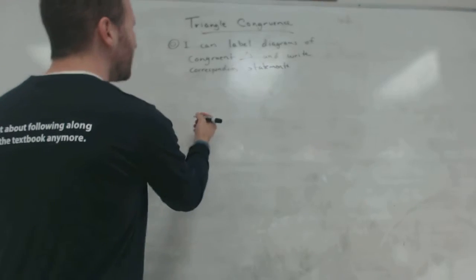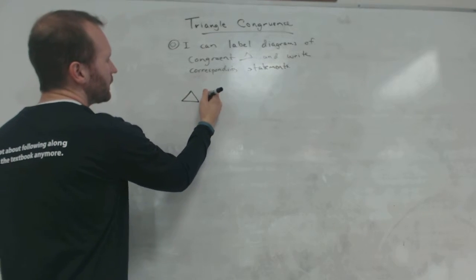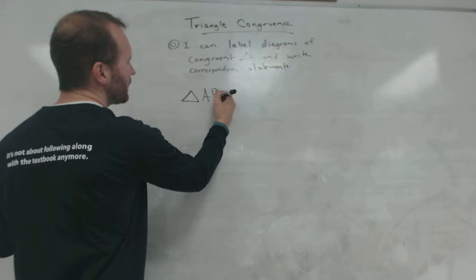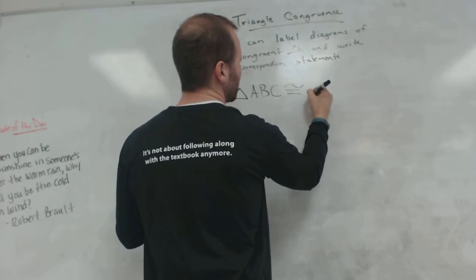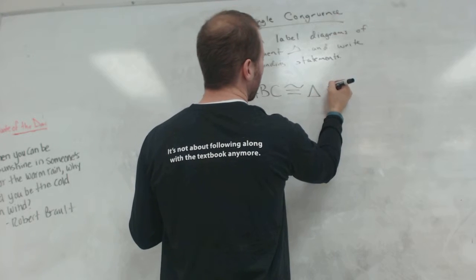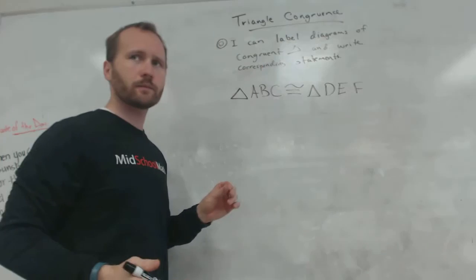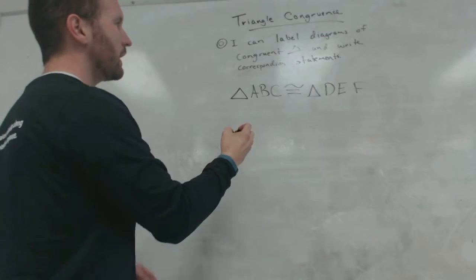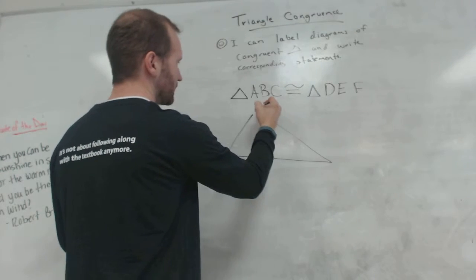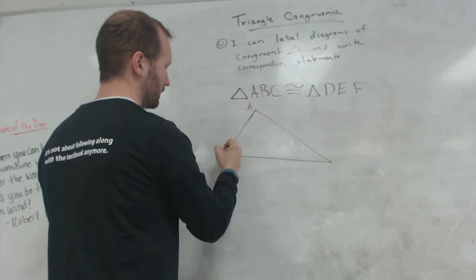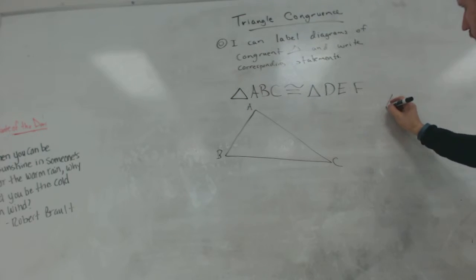So, the definition of congruent triangles is that if triangle ABC is congruent to triangle, we'll just do a totally different triangle, DEF. Let's draw these diagrams. So here's triangle ABC. And here's triangle DEF.